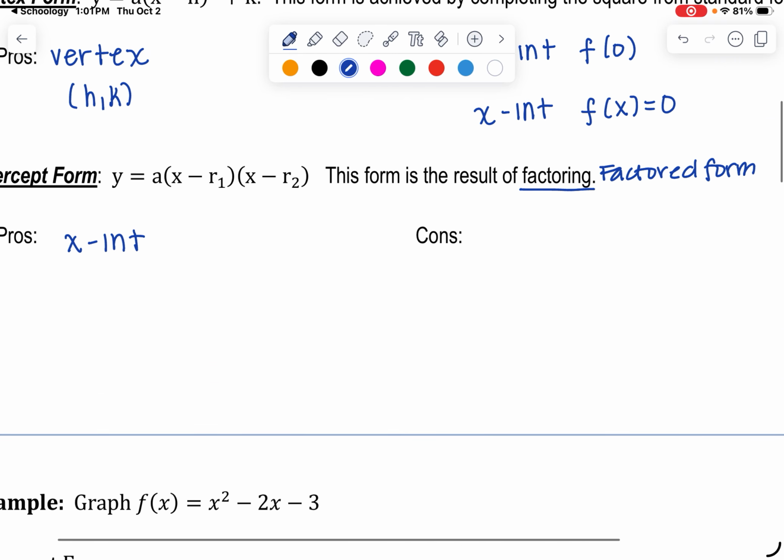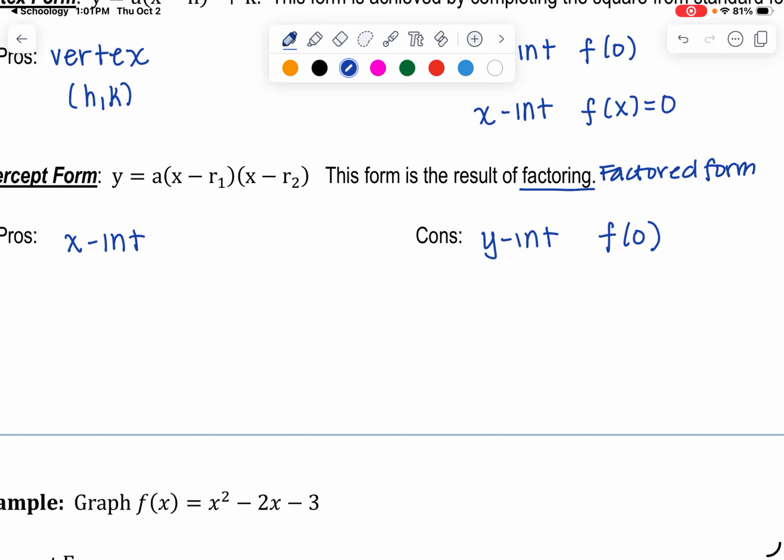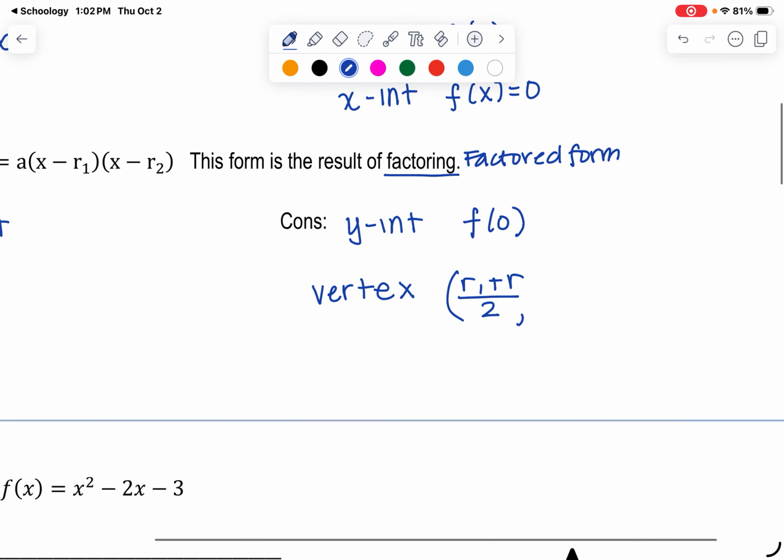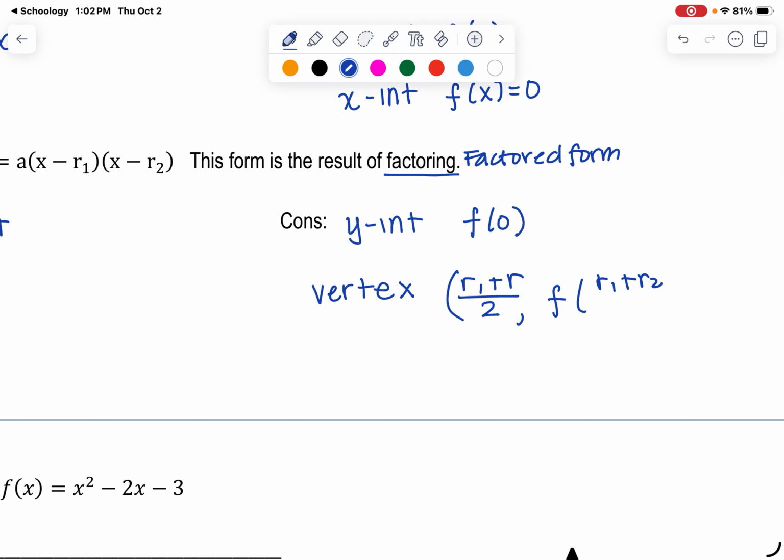But the cons are that you have to do work to get your y-intercept and your vertex. Oh, sorry, that's for x-intercepts. Your y-intercept, you plug in 0 for x. And then your vertex, you're going to add the x-intercept x values, so r1 plus r2 divided by 2. That'll give you the x value, and then you plug that in to get the y value: f of (r sub 1 plus r sub 2) divided by 2.